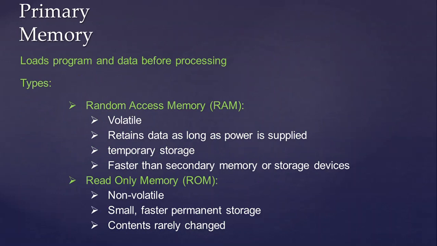The primary memory loads programs and data before processing. The types include random access memory and read-only memory. The random access memory is volatile, meaning it retains the memory only as long as the power supply is there. Hence, it is temporary, and when the power supply is gone, the memory is not there anymore. Whereas ROM is non-volatile, it is small and faster for permanent storage. The contents are also rarely changed.